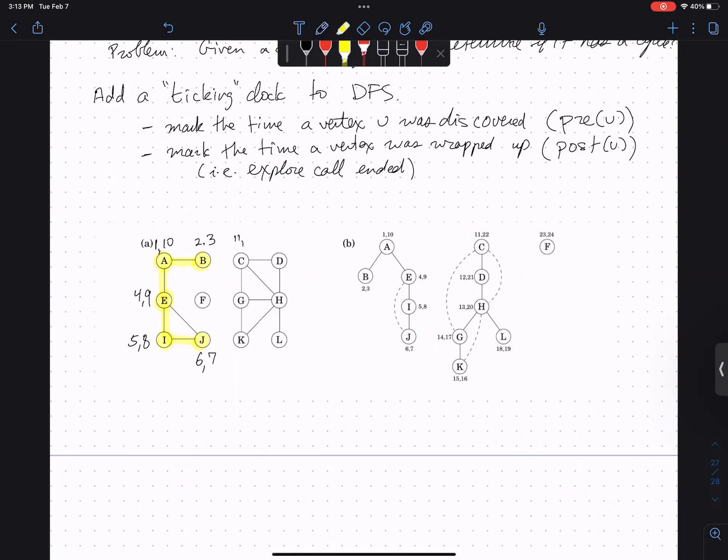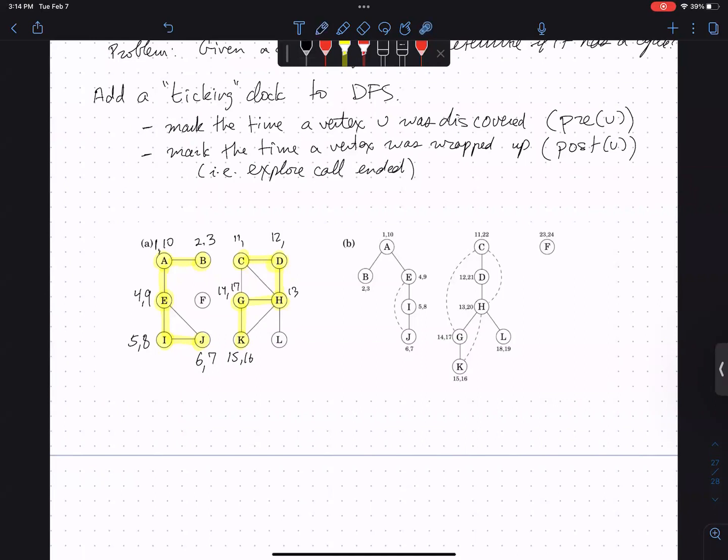We start exploring it, 11. Then we go to D, that's 12. Then we go to H, 13. Then from H, we go to G, 14. And from G, we go to K, 15. We wrap up K, so 16. We wrap up G, so 17.